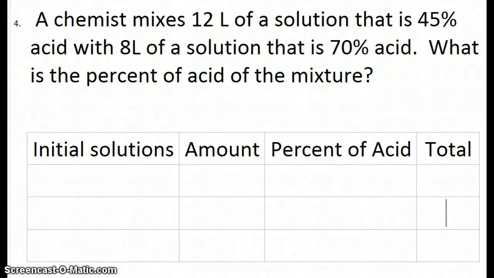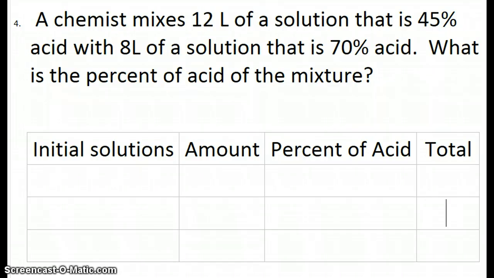Hi guys, I'm going to set up these last three problems for you. I think that you can do the equations once they're set up, but let's go ahead and set up number 4 and 5. So a chemist mixed 12 liters of a solution that is 45% acid with 8 liters of a solution that's 70% acid. What is the percent of acid of the mixture?